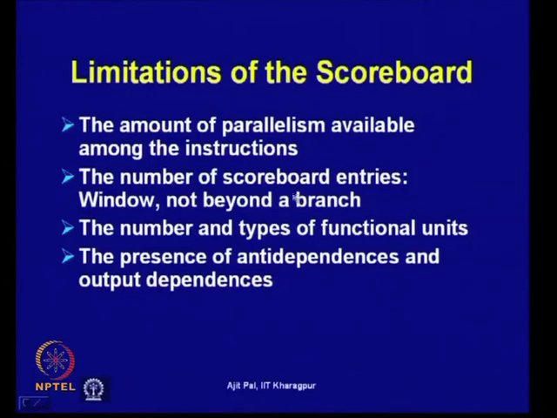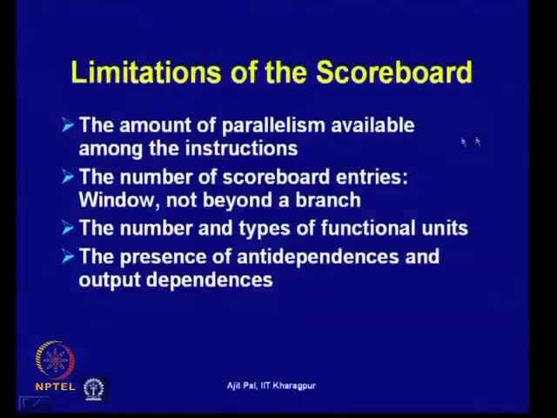Second is the number of scoreboard entries, that is, the window is not beyond the branch. So, if the execution can be completed beyond the branch, then the window of instructions considered by the scoreboard can be extended, but unfortunately the number of entries in the scoreboard is very limited because of the limited size of the window.